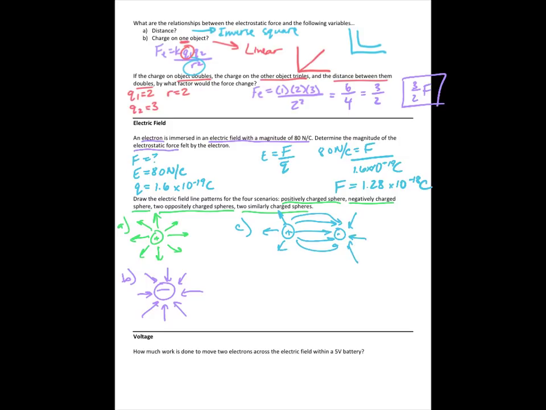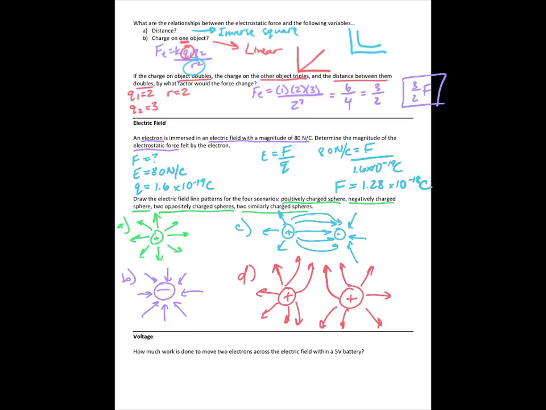And then for D, 2 similarly charged spheres, you could do either positives or negatives. The only difference here is the direction of the arrows. Because like charges repel, they never touch. So you should have empty space in between them. Like that. The same thing happens with negative, you just change the direction of the arrows.